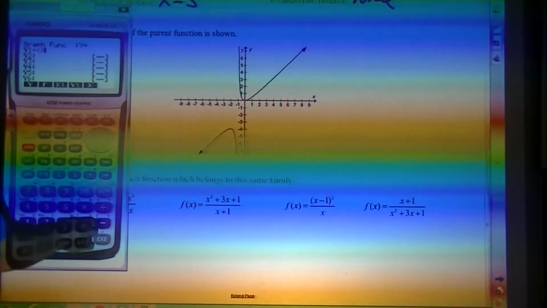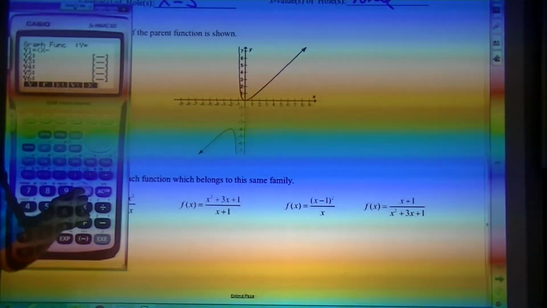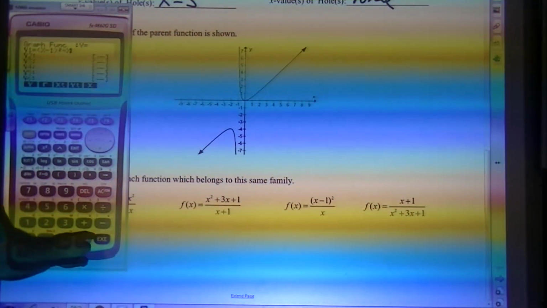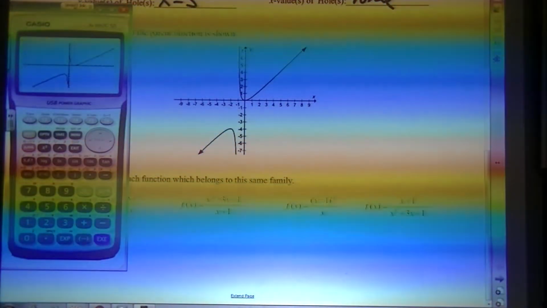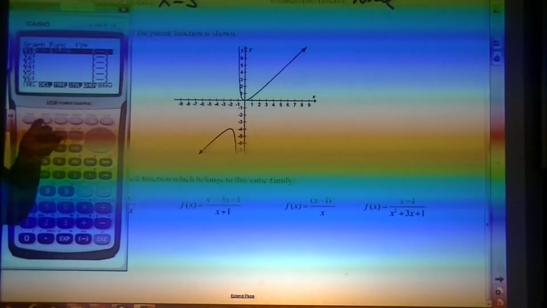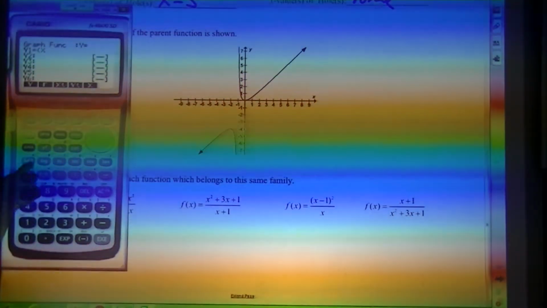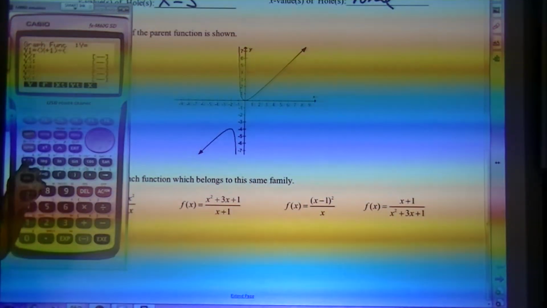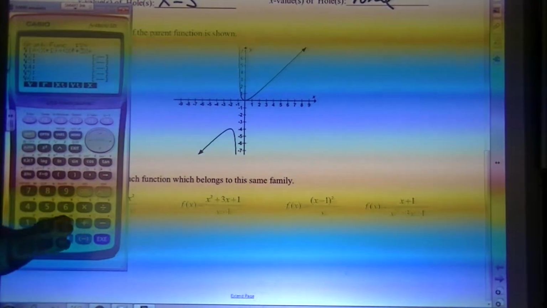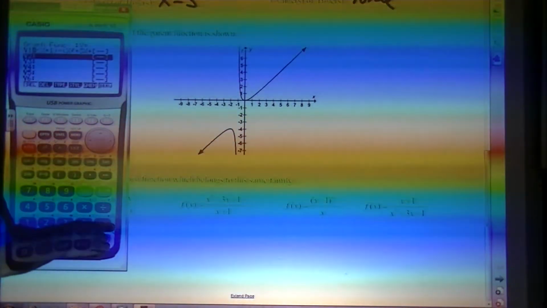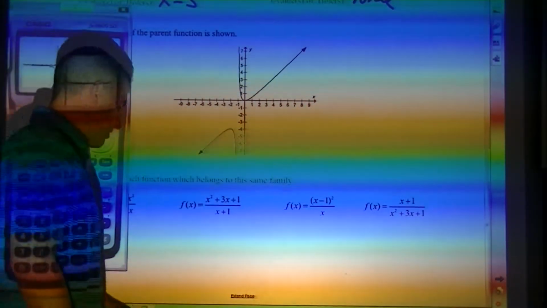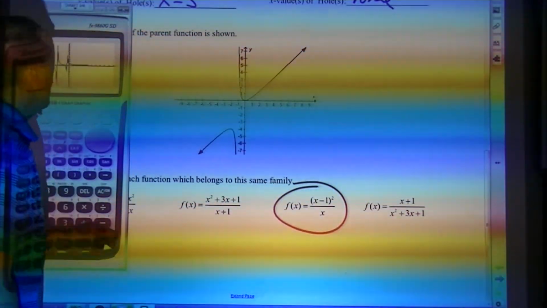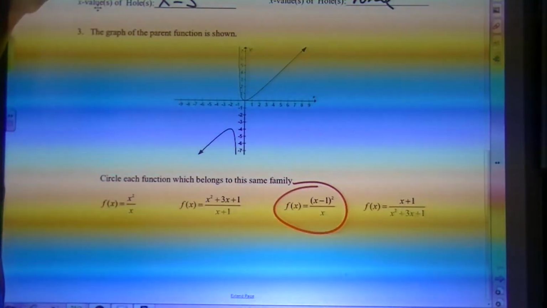I got x minus 1 squared divided by x. That looks exactly like it. And then let's do this last one: x plus 1 divided by x squared plus 3x plus 1. That doesn't look anything like it. So the closest example of that is going to be that one. Let's go on to the next page.